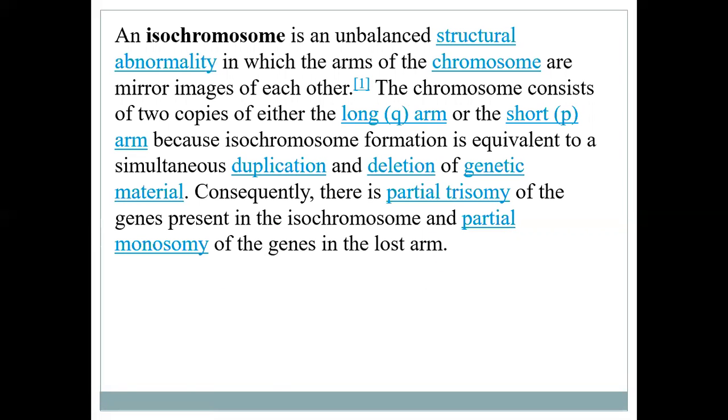So it is an unbalanced structural abnormality in which the arms of the chromosome are mirror images of each other, like the short arm and long arm chromosomes remaining in the same chromosome. That means in the normal case there is one short arm and one long arm, but in isochromosome there are two short arms or two long arms. That is present in case of partial monosomy, where a few genes are lost.